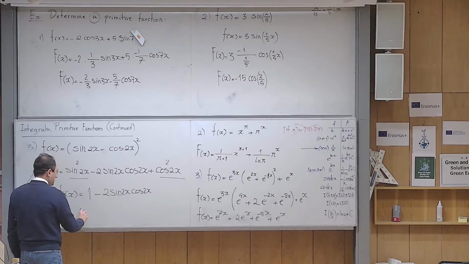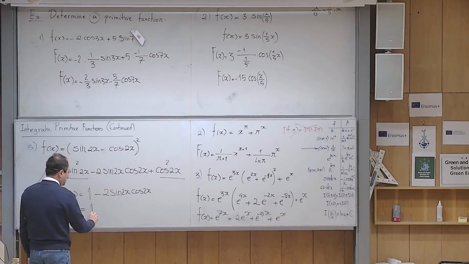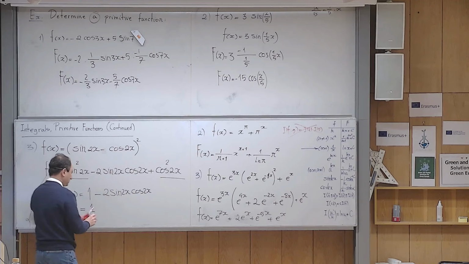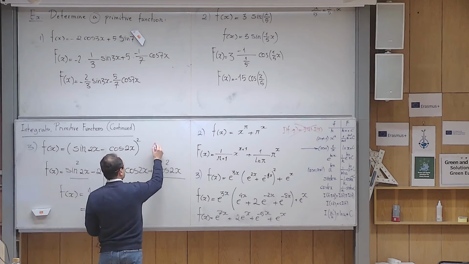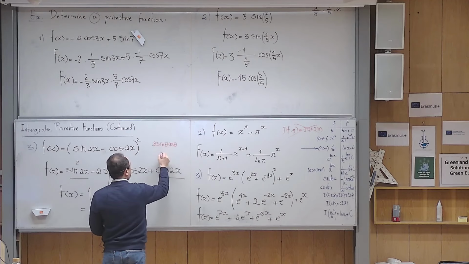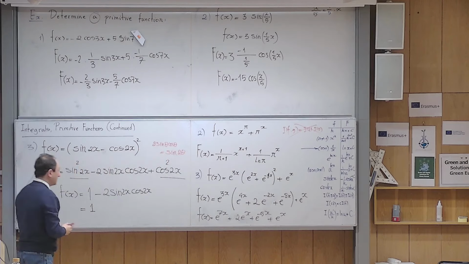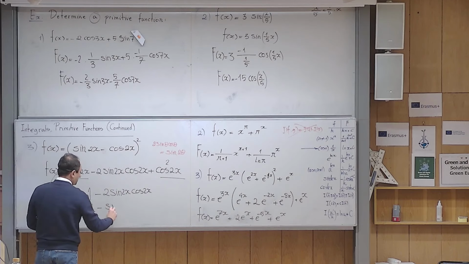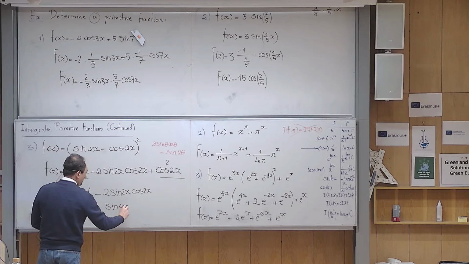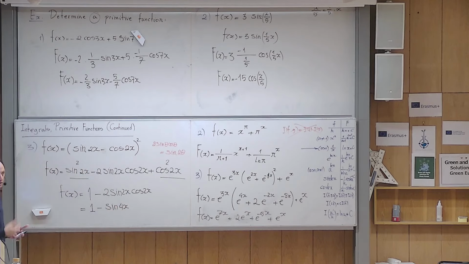So I go one step further. I copy and paste 1. Instead of minus, I want to use this formula. So 2 sine theta cosine theta is what? Is sine 2 theta. Yes? But here 2x is playing the role of theta, so it becomes minus sine 4x. Now everything is ready.